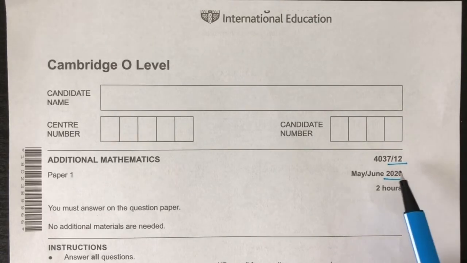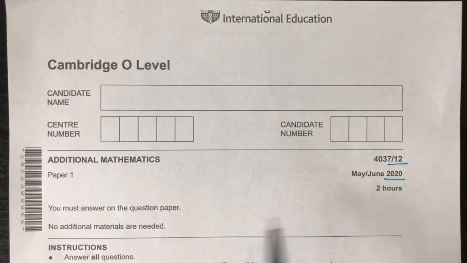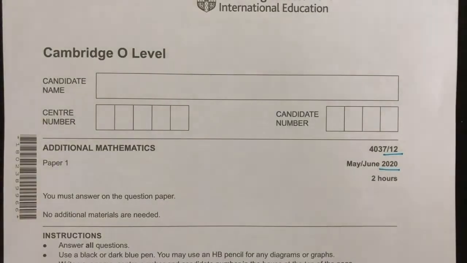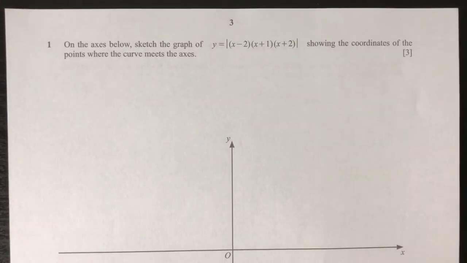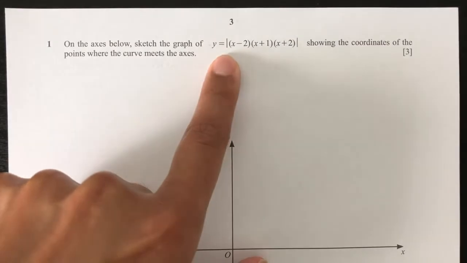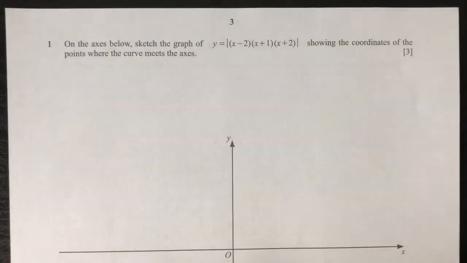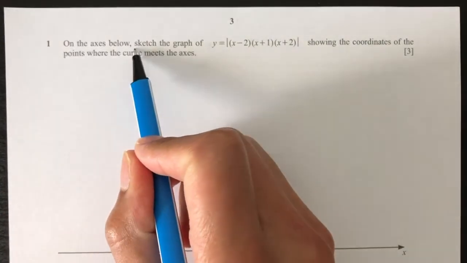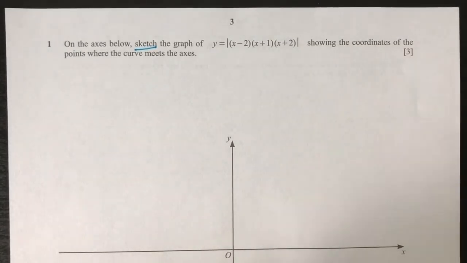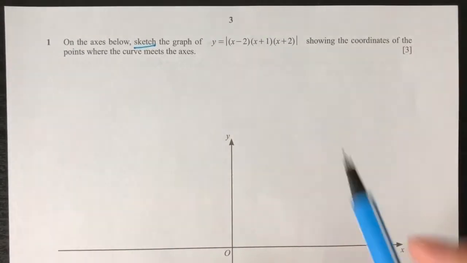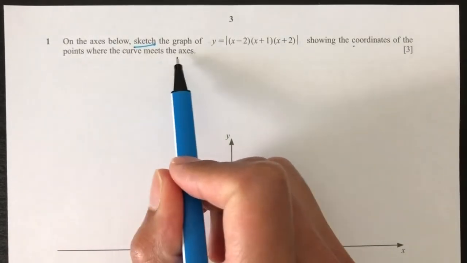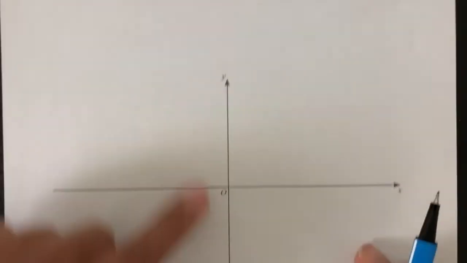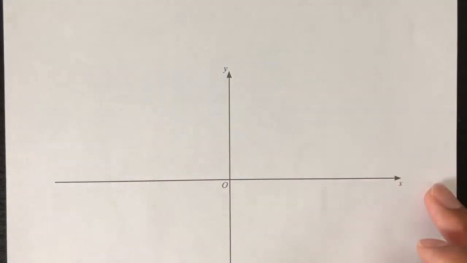This one is paper 1-2 of May-June 2020 of Add Math. So let's move on to question number 1. Here you have, on the axis below, sketch the graph of y equal to the modulus of this function. Whenever you see sketch, it means that it doesn't have to be exact. It can be an approximation of this graph. Show the coordinates of the points where the curve meets the axes, basically the y-axis and the x-axis.